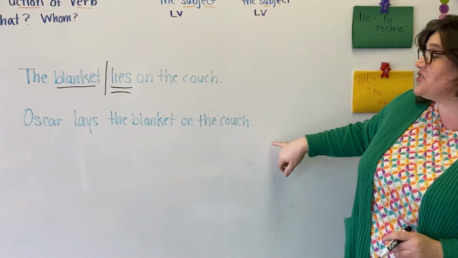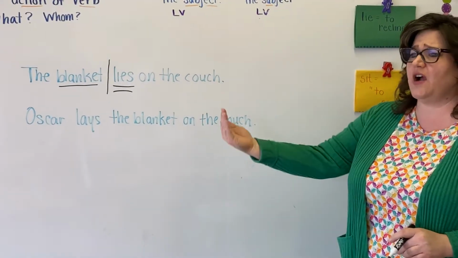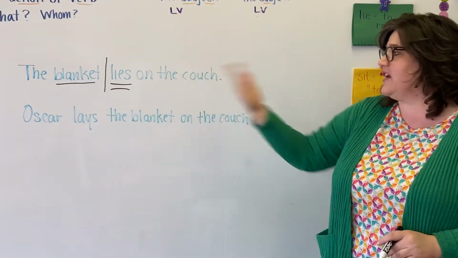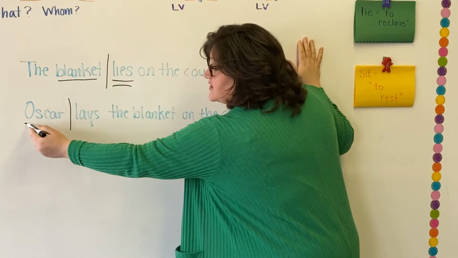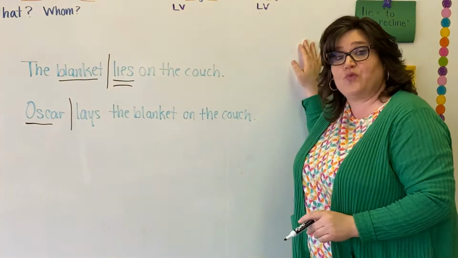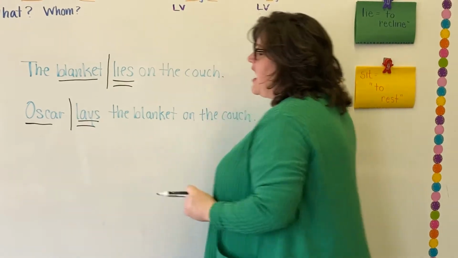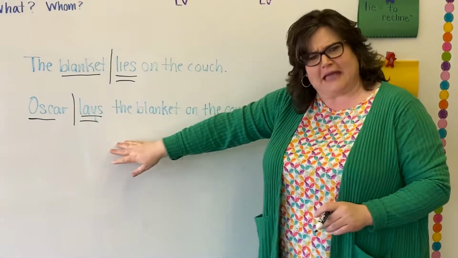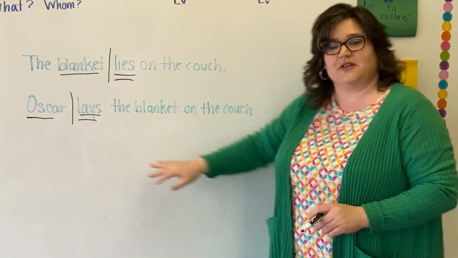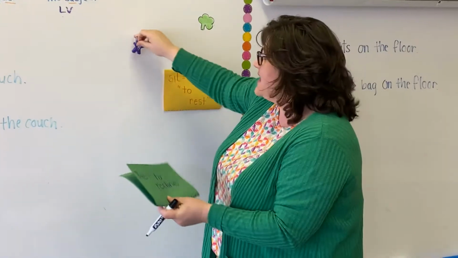Okay, Oscar lays the blanket on the couch. Where does our subject end and our verb begin? Right after Oscar. So Oscar is our simple subject. And what is the verb here? Our verb is lays. What does Oscar do? Oscar lays. Lies and lays are very similar words, but they also mean different things.